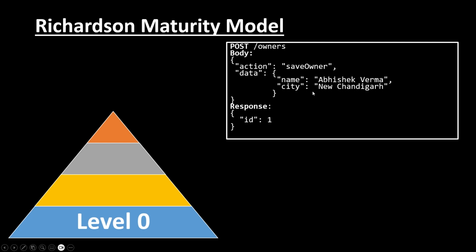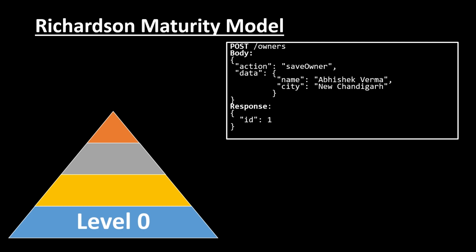Okay. So this is not exactly the same as what we are using in our application, because then there will be too many variables. So I have cut it short to only 2 variables here. So you see we have name and city here, but we are not simply passing name and city. Instead, we are passing the action also here, that is save owner. The reason for doing something like this is that in level 0, all your APIs are by default POST only in nature. That is the number 1 thing.